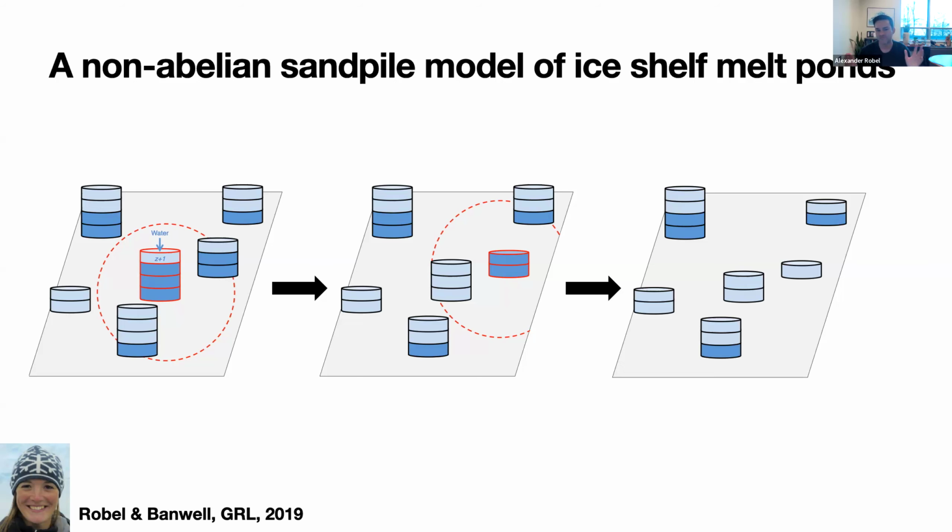Generally, the two time scales in this sort of model are the slow time scale of filling up of water in different ponds, over a time scale of weeks to months, and then the fast fracture time scale of ice, which is seconds to minutes.